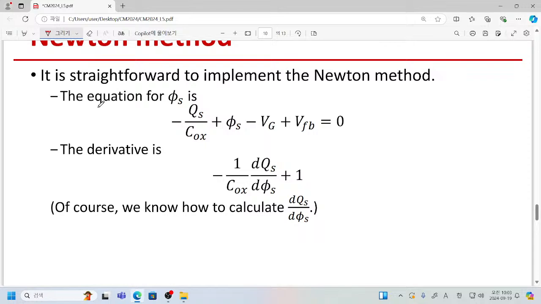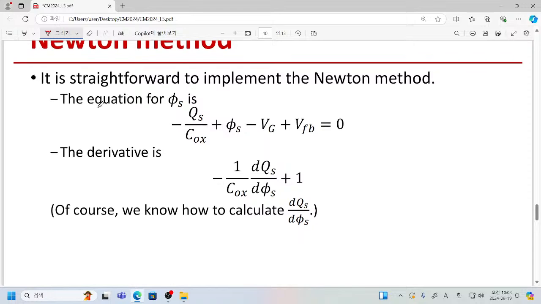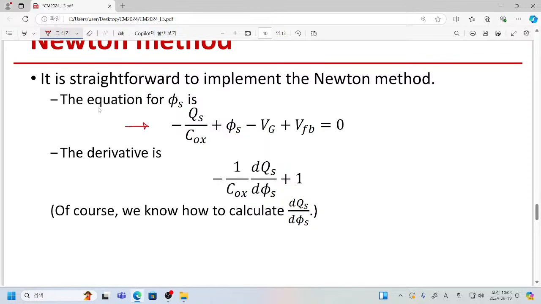As long as a nonlinear equation is involved, our method is the Newton method, and now it is straightforward to implement. What we have to do is first identify the equation. The function should be nullified. This is treated as a function of surface potential, and when you evaluate it, the value should be 0. If your test value for surface potential does not satisfy this zero condition, then you are wrong, so you must update your surface potential.